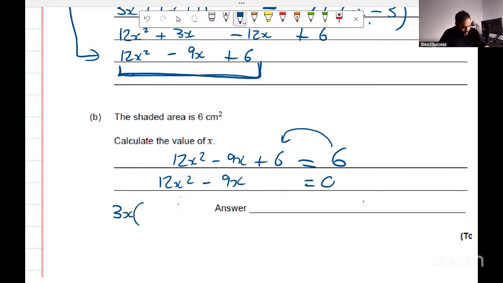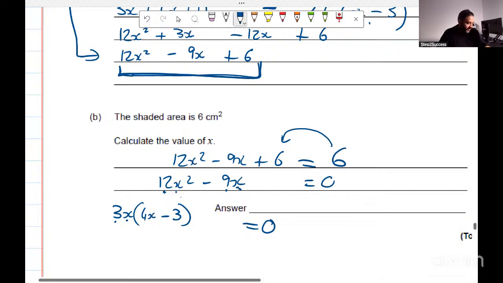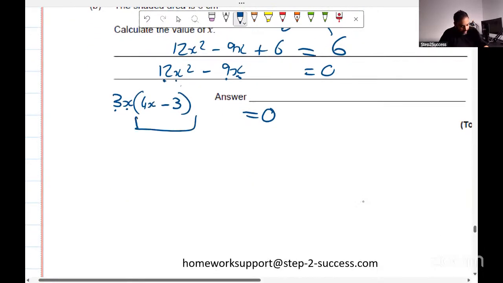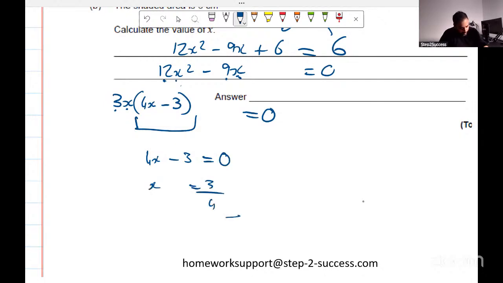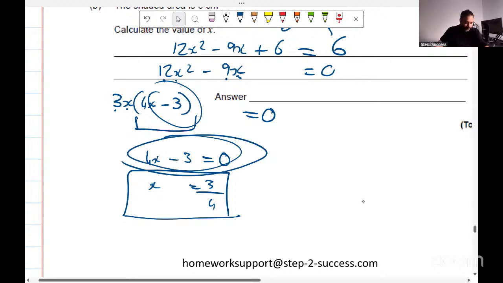Take out 3x, because 3 goes into 12 and into 9, so there's a 3 outside, and x goes into both x and x squared, so the x has come out. What's inside? I'm going to have a 4x here, aren't I, to get back to 12x squared, and then I'm going to have a minus 3. And all of this equals 0. When you have this situation, you usually just need to look at this bracket and say 4x minus 3 is 0. Add 3, divide by 4, x is 3/4 is the answer to this question. That last bit was just solving this equation, which you should be able to do.